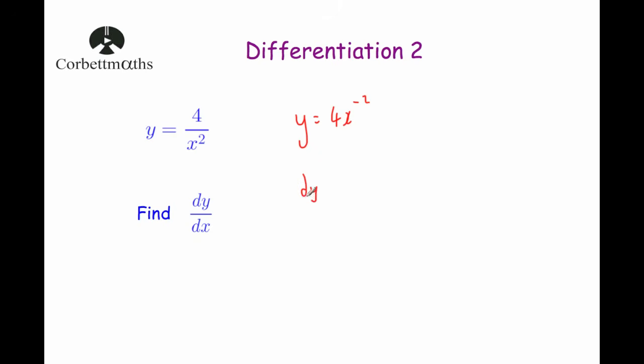Okay, now we're going to differentiate. So dy by dx equals, bringing the minus 2 down and timesing the 4 by that would be minus 8x, and reducing the power by 1, well, negative 2 take away 1 would be negative 3. Again, we could leave our answer like that, or we could bring it back down to the denominator and write minus 8 over x cubed by bringing the x cubed to the denominator. And that's it.